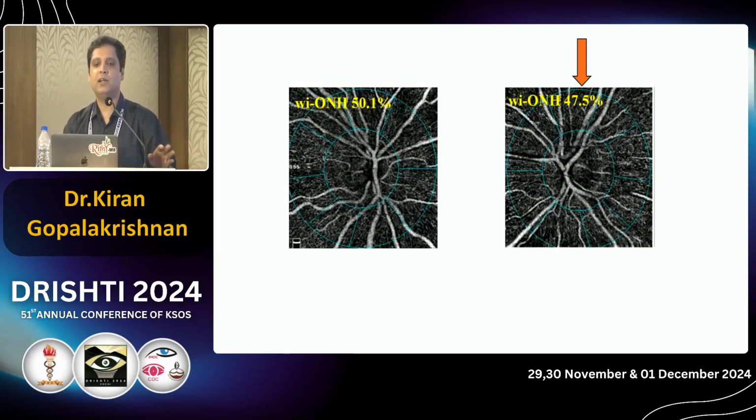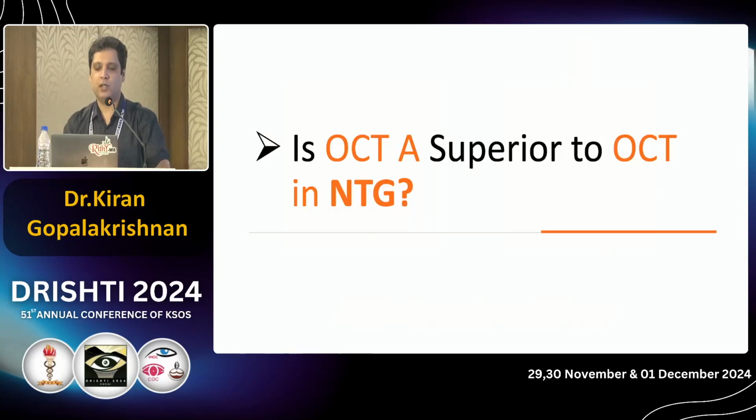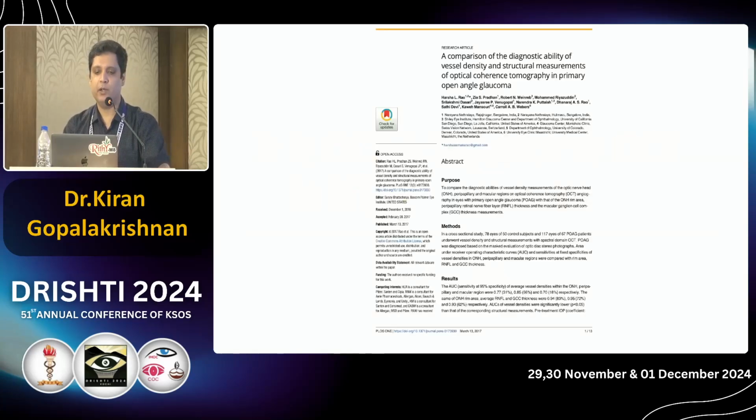Unless that is established, this is not of much use at this point in time. Now, obviously, normal tension glaucoma is one area where a vascular pathology is thought of, and therefore we think, okay, is OCTA superior to OCT in normal tension glaucoma? Again, the results are not very consistent. You will get both results.